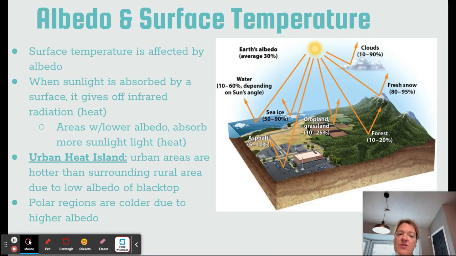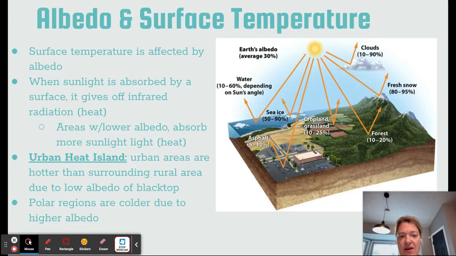Okay, so albedo and surface temperature. Surface temperature is affected by albedo. When sunlight is absorbed by a surface, it gives off that infrared radiation from the sun. It's not actually heat that's coming from the sun. It's infrared radiation that objects on the Earth's surface absorb and then heat up or reflect. So they absorb that radiation and either heat up or release it.